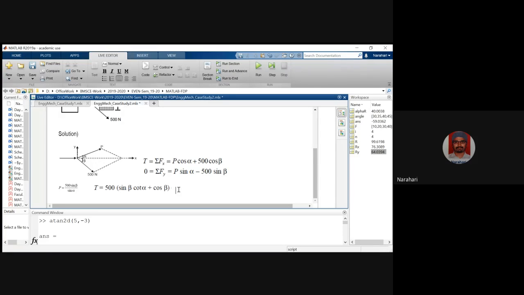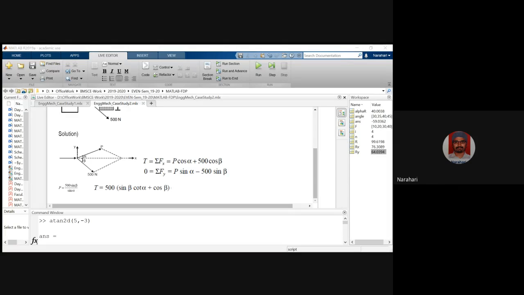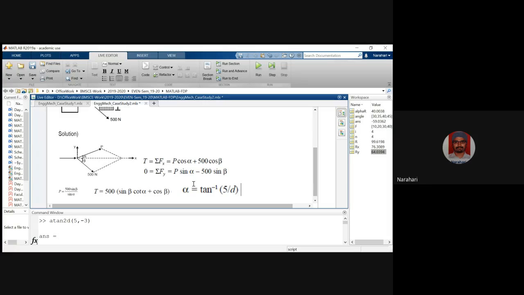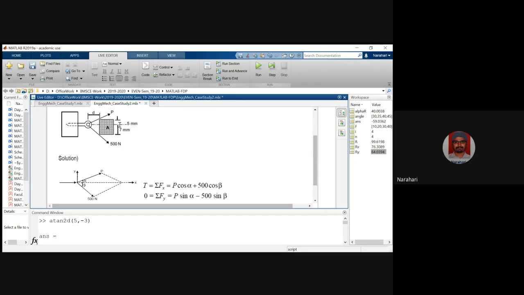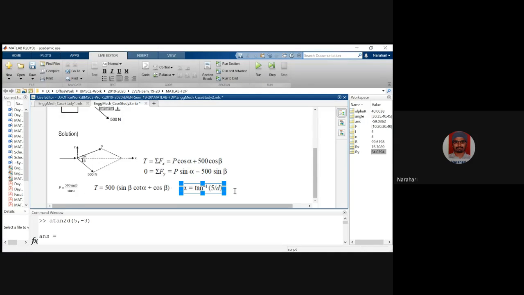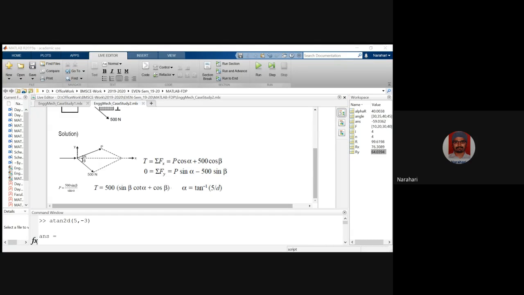By the way, what is alpha and what is beta? So if you observe, alpha is nothing but tan inverse of 5 by d, right? I'll just show you this. See, it is tan inverse of 5. Opposite is 5, adjacent is d. Tan inverse of 5 by d is alpha. Tan inverse of 7 by d is your beta. So let me just give you that as well.